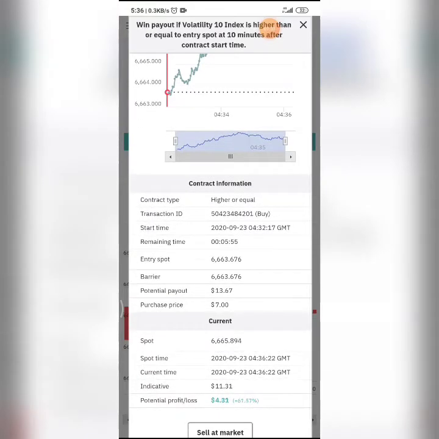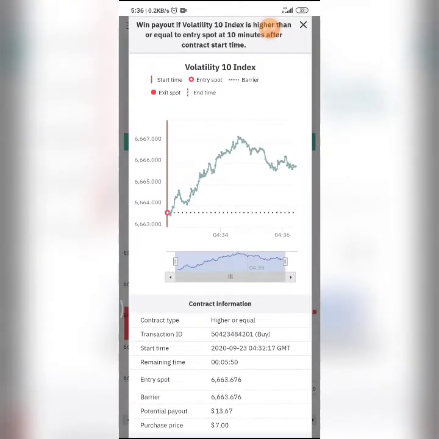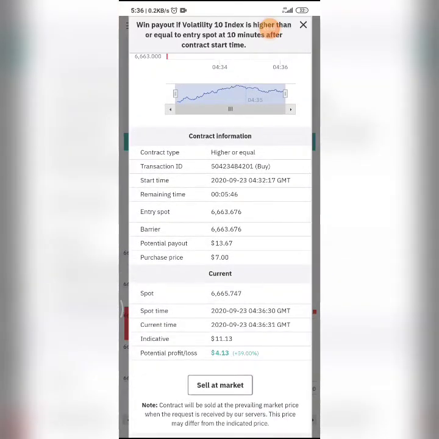So in this case, you just have to choose whether it's going to go up or it's going to go down, and you place your trade, okay? And there are several strategies that you can use to trade on this kind of platform. And it's one of those that I'm using right now.